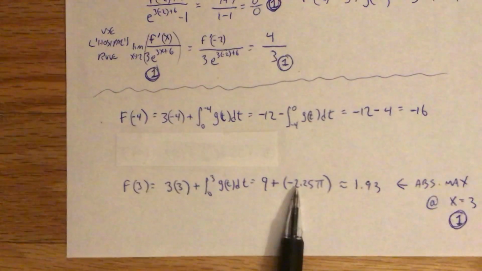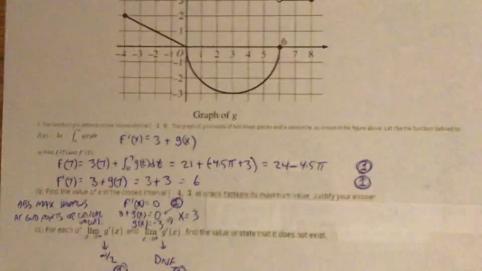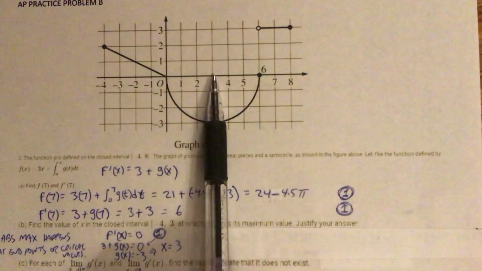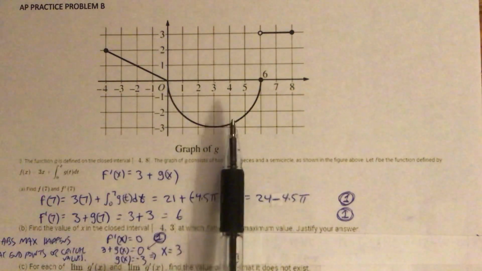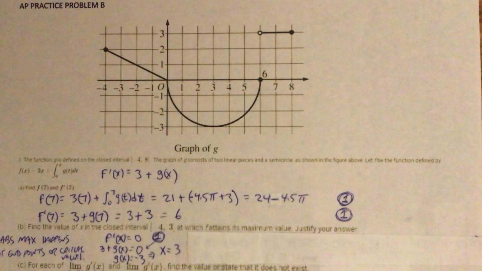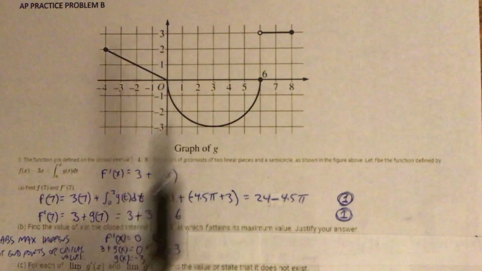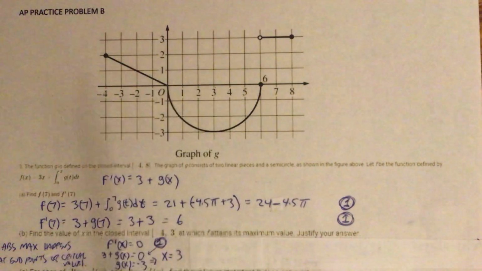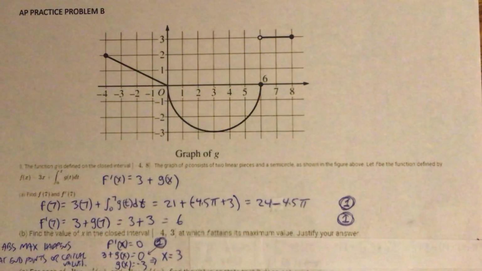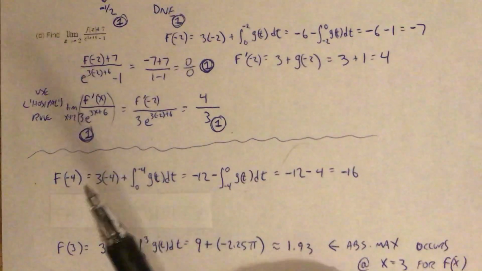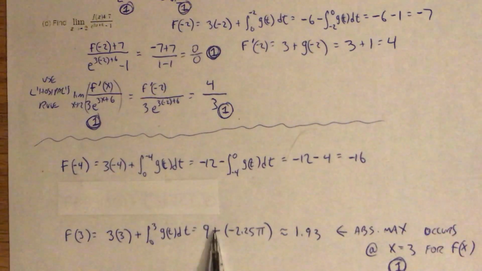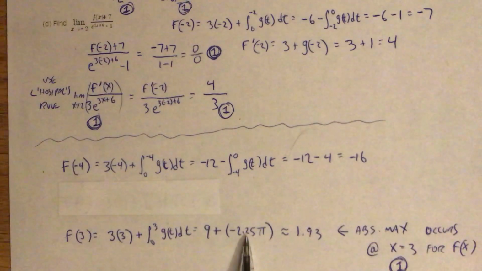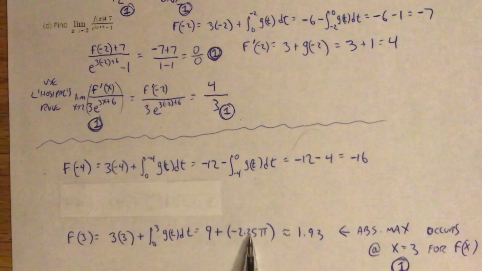It's negative 2.25 pi, but how do I know that? Well, the area from 0 to 3 is this quarter circle. We already know this area of the semicircle is negative 4.5 pi, so cut that in half, and you get negative 2.25 pi. So plugging them in, 3 times 3 is 9, and now I'm going to add that negative, or essentially subtract 2.25 pi.